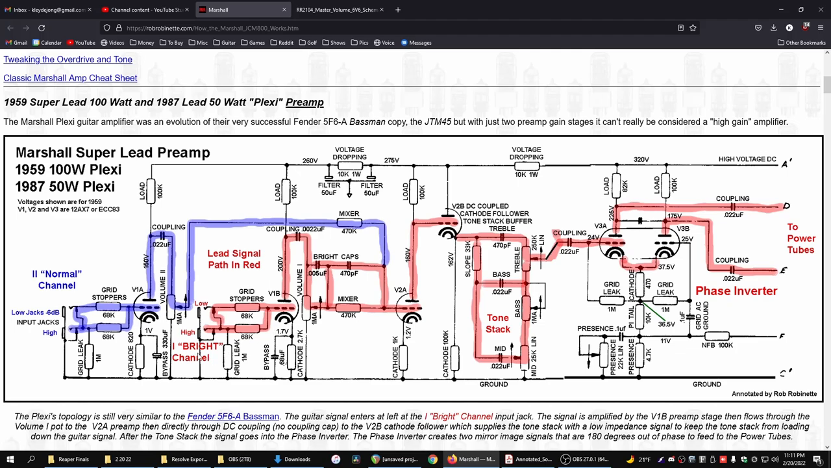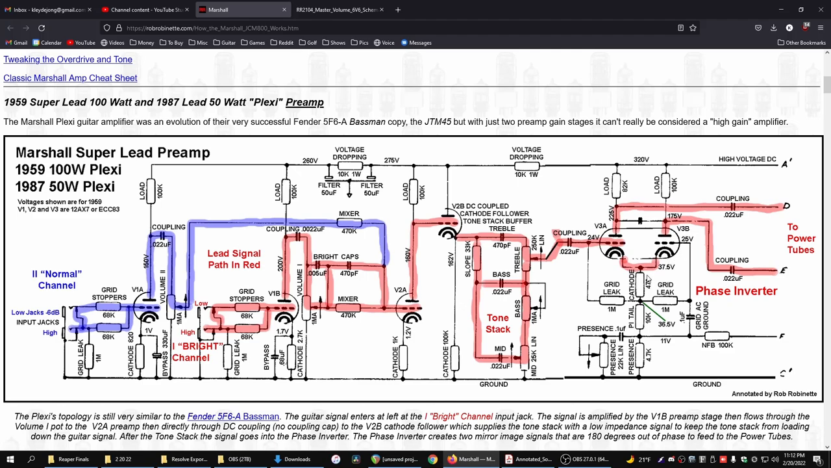But basically this red signal flow here is the bright channel. So we've got our input jack here into a 12AX7 gain stage, into a volume control, into what I'm going to call a cathode follower. So first you have just a basic 12AX7 gain stage into a DC coupled cathode follower. And this helps to propel the signal into a tone stack, which is located at the very tail end. So we've got treble, bass, middle, and there actually is no master volume here, into the phase inverter. And this is using a long tail pair phase inverter.